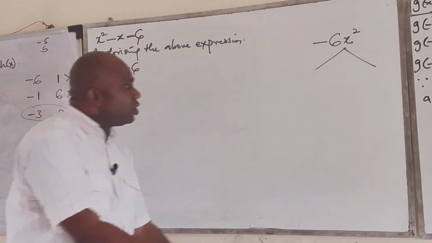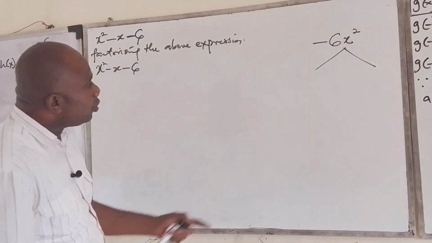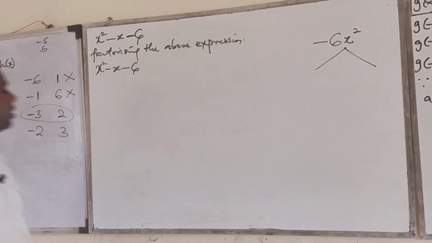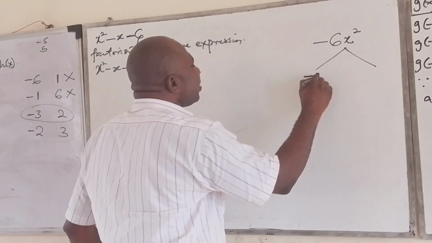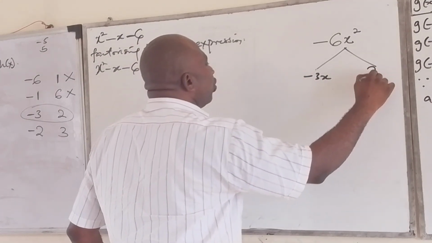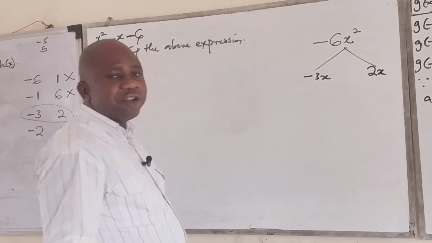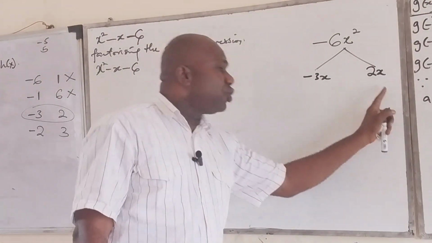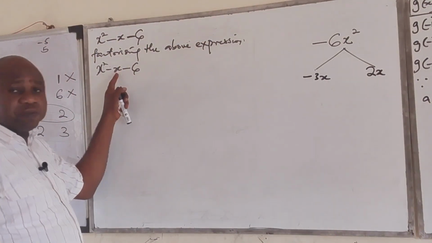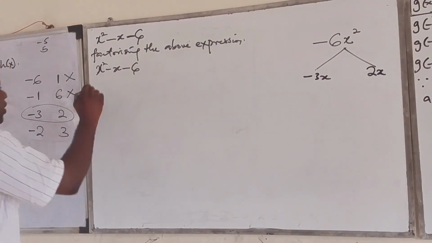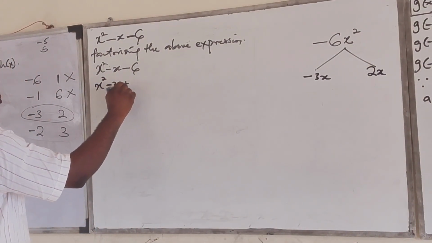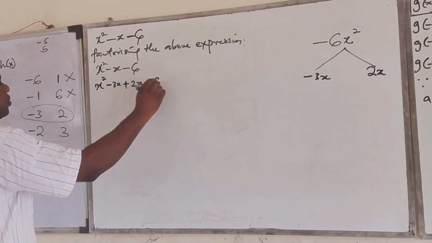Now it means the two factors that will multiply themselves to give minus 6x squared, and when you add it gives minus 1x, is minus 3x and 2x. Yes, minus 3x and 2x. Now this minus 3x and 2x will take the position of this minus x. So it means what we have here will be x squared minus 3x plus 2x minus 6.